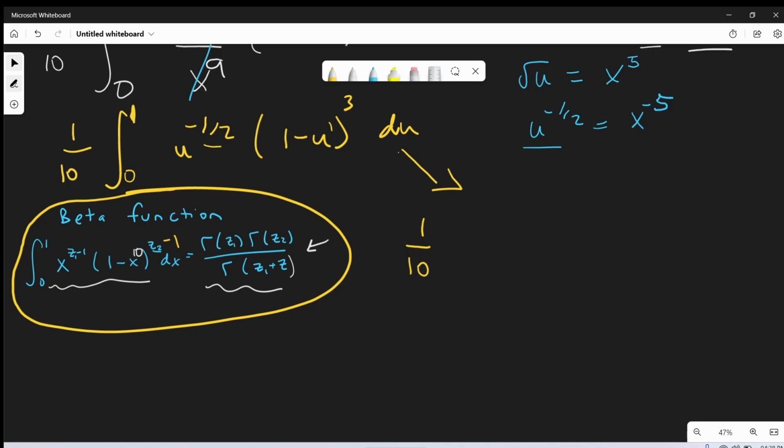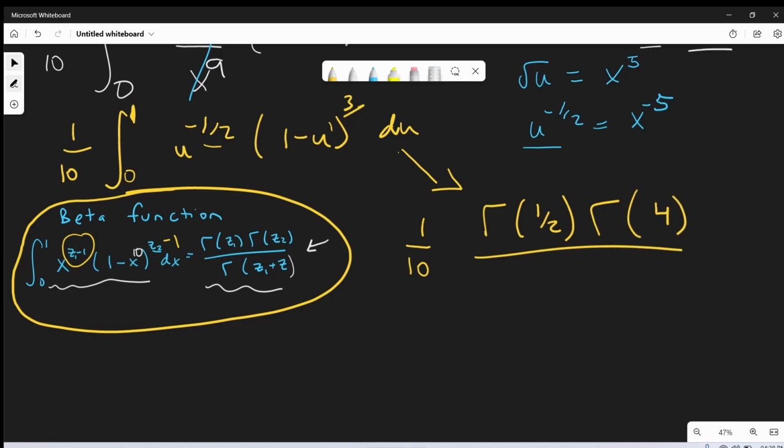Okay, and then our solution, our z1 is going to be minus 1/2 plus 1. Because this is z minus 1 here. So we're going to have gamma of 1/2, times gamma. Then we need to add 1 to this one. So we're going to have gamma of 4. And then here we're going to have gamma of the sum of these two, which is going to be 4 plus 1/2. Okay, so from here, the challenge is just trying to get ourselves a decent numerical answer.